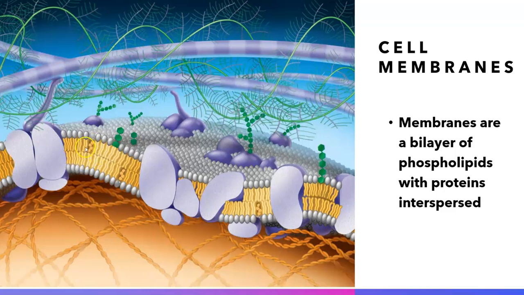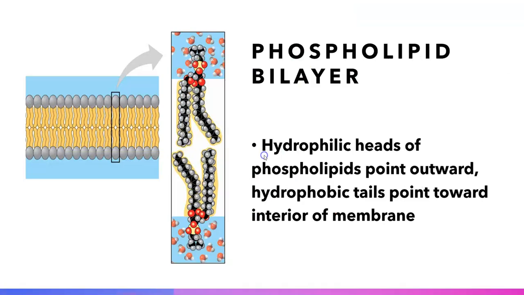And we have cholesterol here, and we've got these big chunky purple structures. These are all different types of proteins that are embedded in this membrane. All of this, the phospholipids and the proteins collectively together, is considered to be a membrane. Now, we said it's a phospholipid bilayer, so two layers of phospholipids are the main component of our membrane.